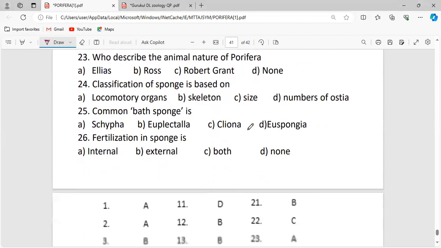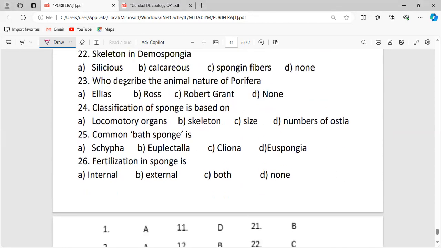Now, wait. Who described the animal nature of Porifera? Robert Grant coined the term Porifera, but Ellis is the one who described the animal nature of the Porifera. That is why reading the question twice is important. Okay, Robert Grant coined the term Porifera. Ellis is the one who described the animal nature of Porifera. Clear? Okay.